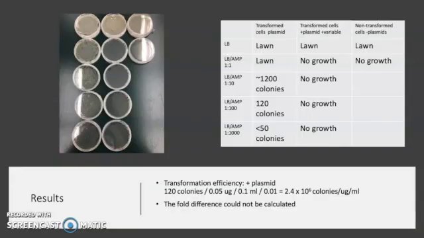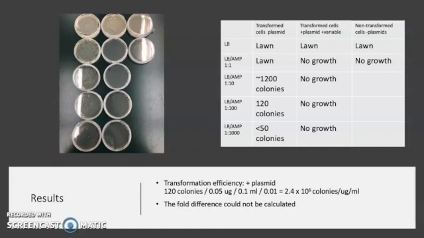For the results section, the table on the right corresponds with the picture on the left, showing the colony growth on the plus plasmid plates and no growth on the variable plates due to an absence of pea-green plasmid in the variable samples, and so they were not able to carry out transformation.